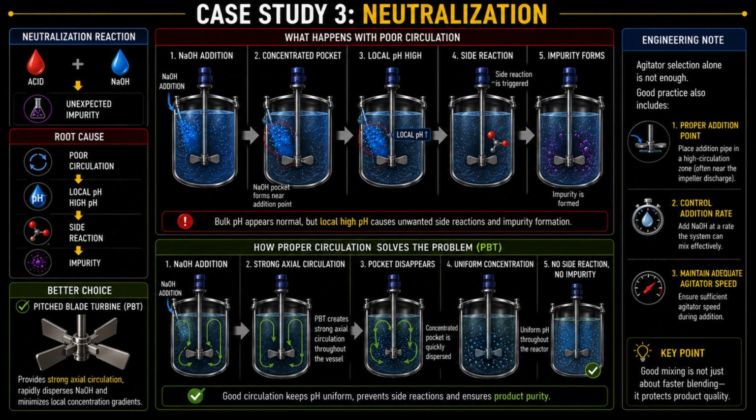When sodium hydroxide is added into the reactor, it doesn't instantly mix with the entire batch. If circulation is weak, a highly concentrated pocket of NaOH forms near the addition point. For a few seconds, the local pH can become much higher than the average reactor pH. That localized high pH region may trigger unwanted side reactions, leading to impurity formation. Using a pitched blade turbine provides strong axial circulation, rapidly dispersing the added NaOH throughout the reactor and minimizing local concentration gradients. In many semi-batch reactions, good mixing isn't just about faster blending, it's about protecting product quality.